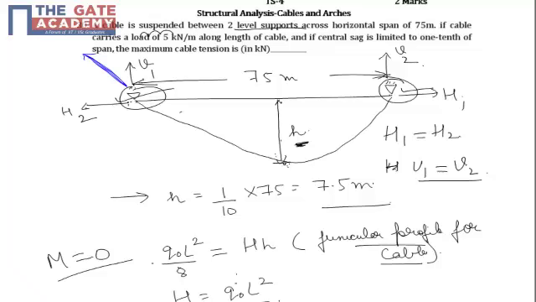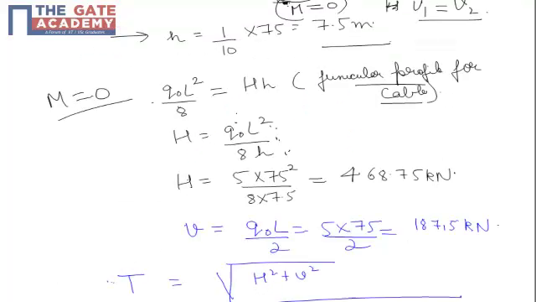So I am doing the same thing. I am just equating the moment at this point to be 0, and the moment because of loads will be the same as that of an equivalent simply supported beam. So H h is equal to qL square by 8. So H, that is the horizontal reaction, comes out as qL square by 8h. q is known as 5, span is known as 75, h, that is the central sag, is known as 7.5. So H, that is the horizontal reaction, comes out as 468.75 kilonewton.